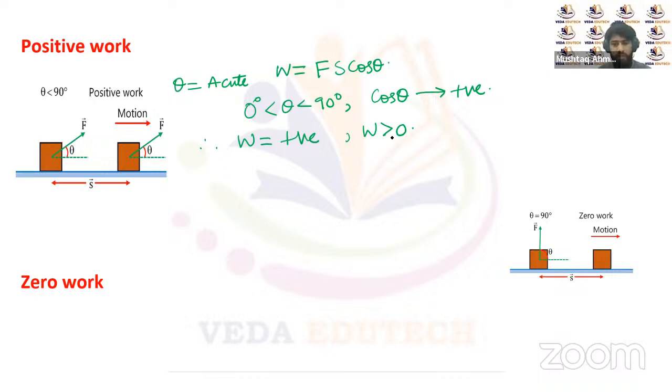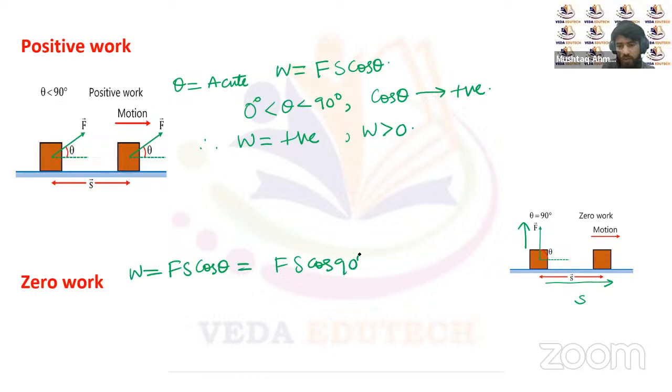Similarly, work done can be 0 if the body is displaced along this surface by a displacement S, but the only force acting on this body is F, which is perpendicular to the direction of this displacement. Then work done will be Fs cos theta, and the angle between force and displacement here is 90 degrees, so it will be Fs cos 90 degrees, and we know cos 90 is 0. So the work done in this case will be 0.